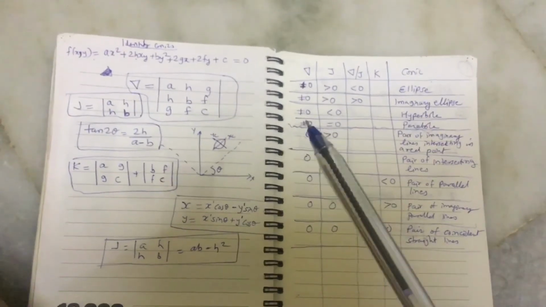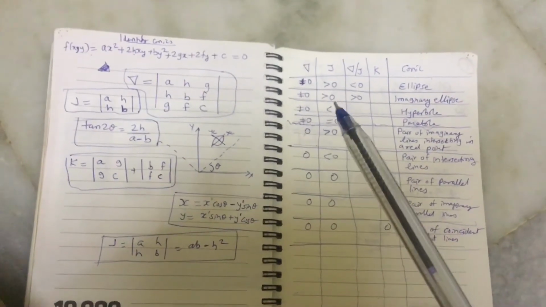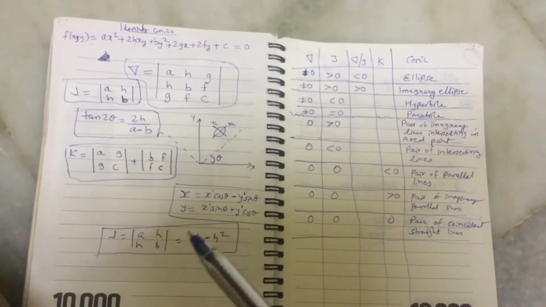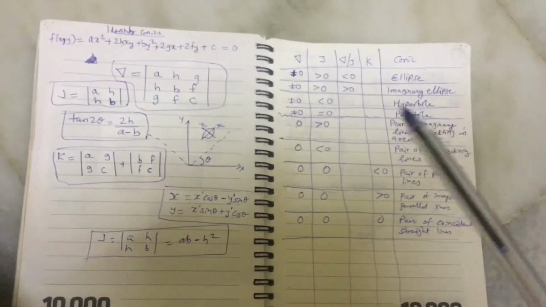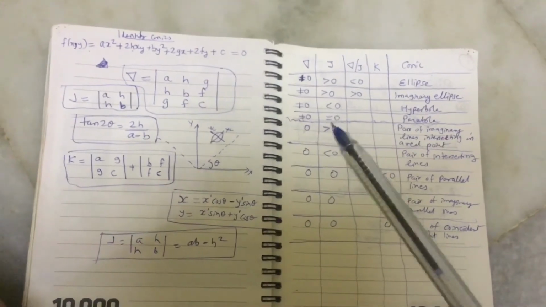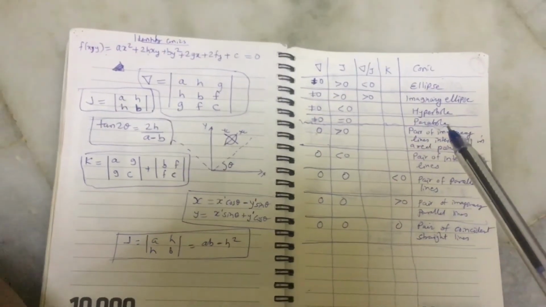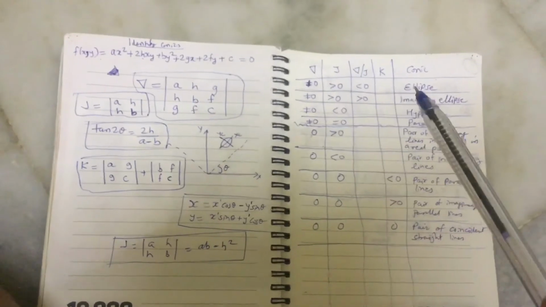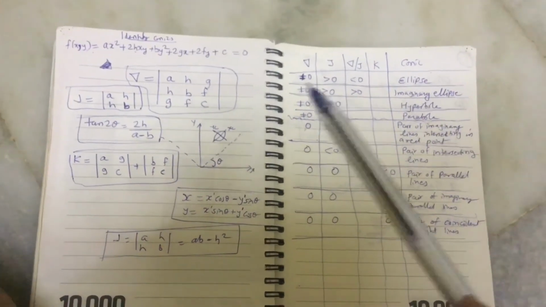Next case: when delta is not equal to 0 and J is less than 0, that means ab minus h squared is less than 0, we have a hyperbola. And when delta is not equal to 0 and J is equal to 0, we have a parabola. So that covers the ellipse, hyperbola and parabola.